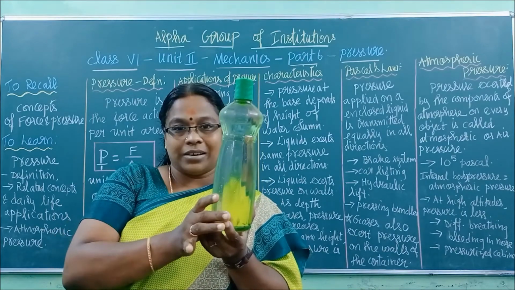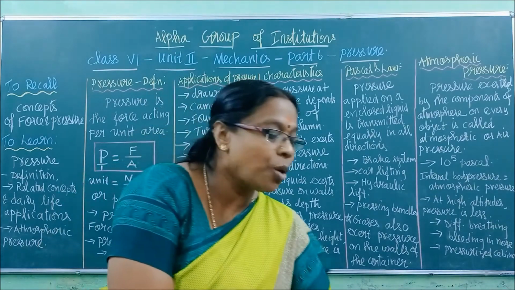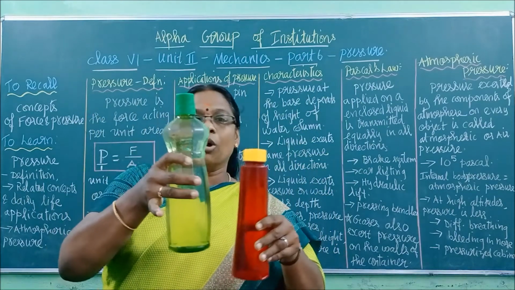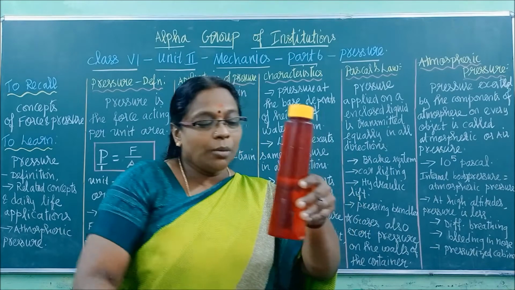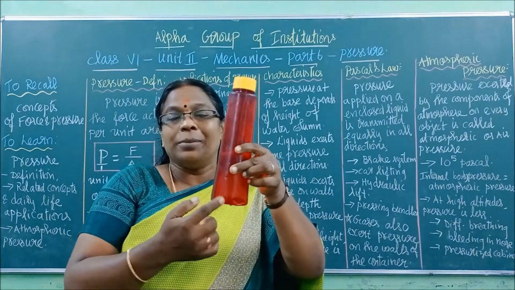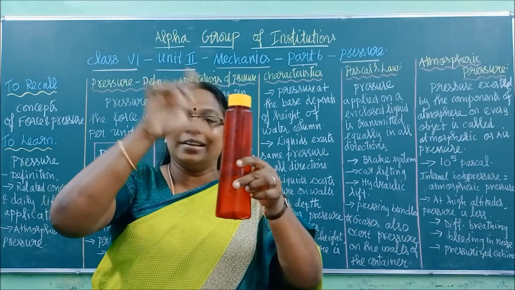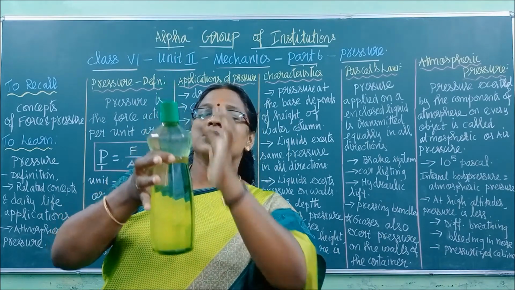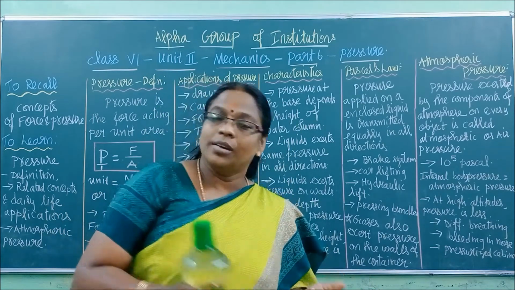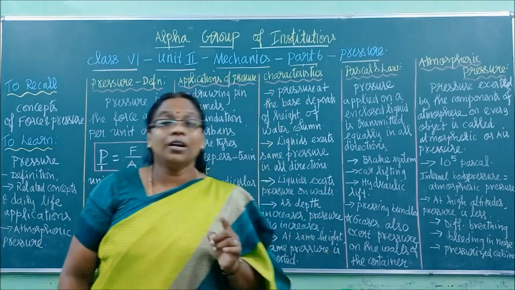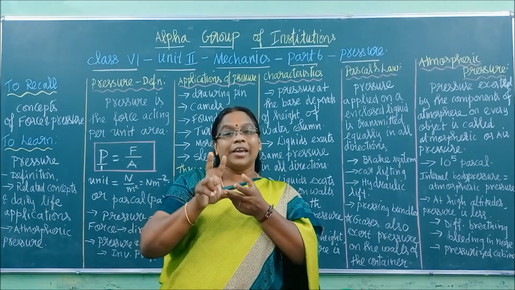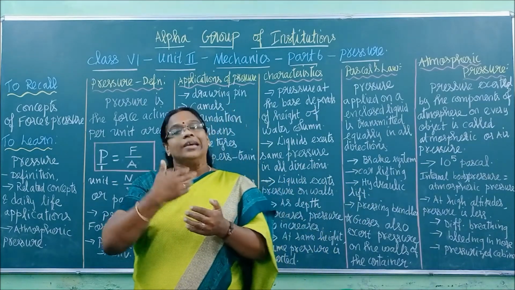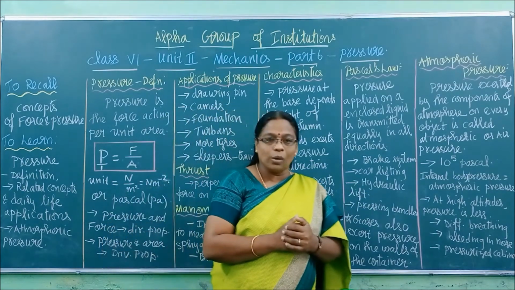How much is that? See here, I have a smaller bottle, and I have a taller bottle also. Here, the pressure at the base will be lesser because the height is lesser. Here, the pressure at the bottom will be more because the height is more. So, what is the first point here? Depending upon the height of the liquid column, pressure at the bottom will be increased or lowered.